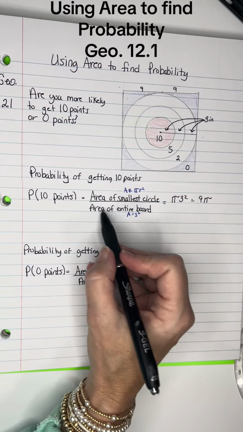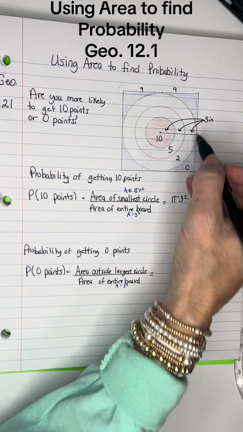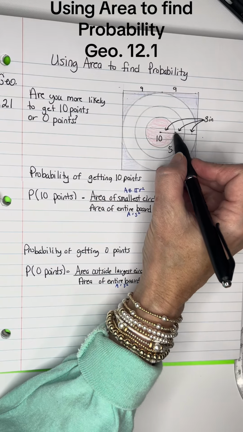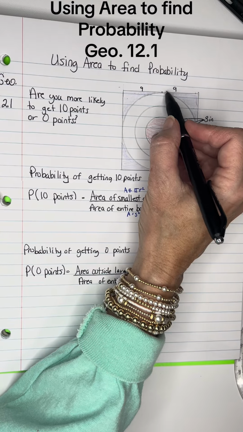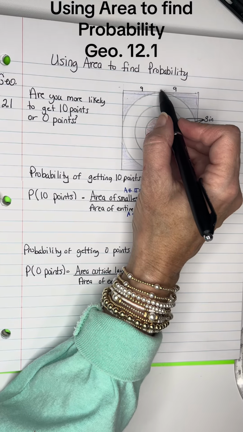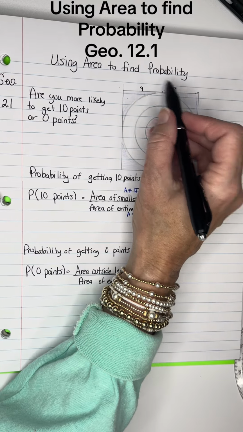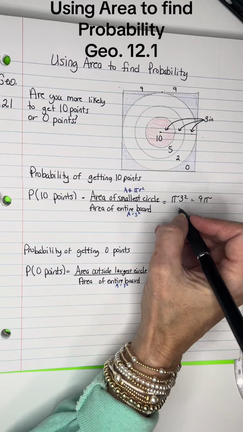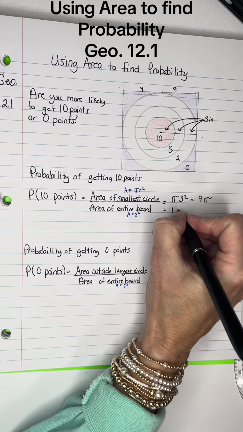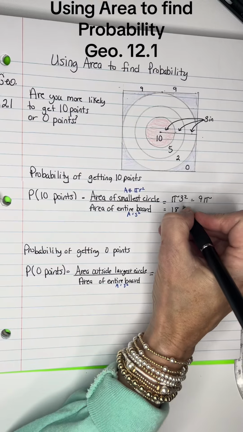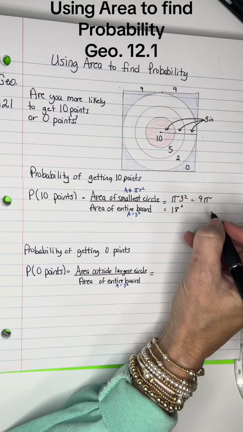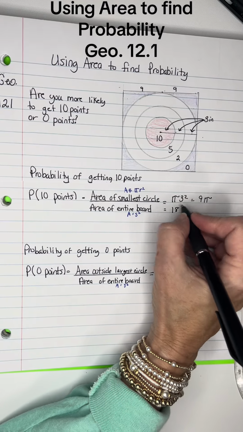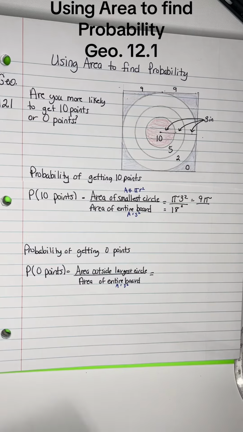Now I'm going to divide it by the area of the entire board. Well, this board happens to be a square. And if this is 3 and this is 3 and this is 3, that means the radius of the entire circle is 9. If there's 9 on this side, there's 9 on that side. So the entire square's length is 18. So that will be 18, and we have to square it. When it's a square, it's side squared.